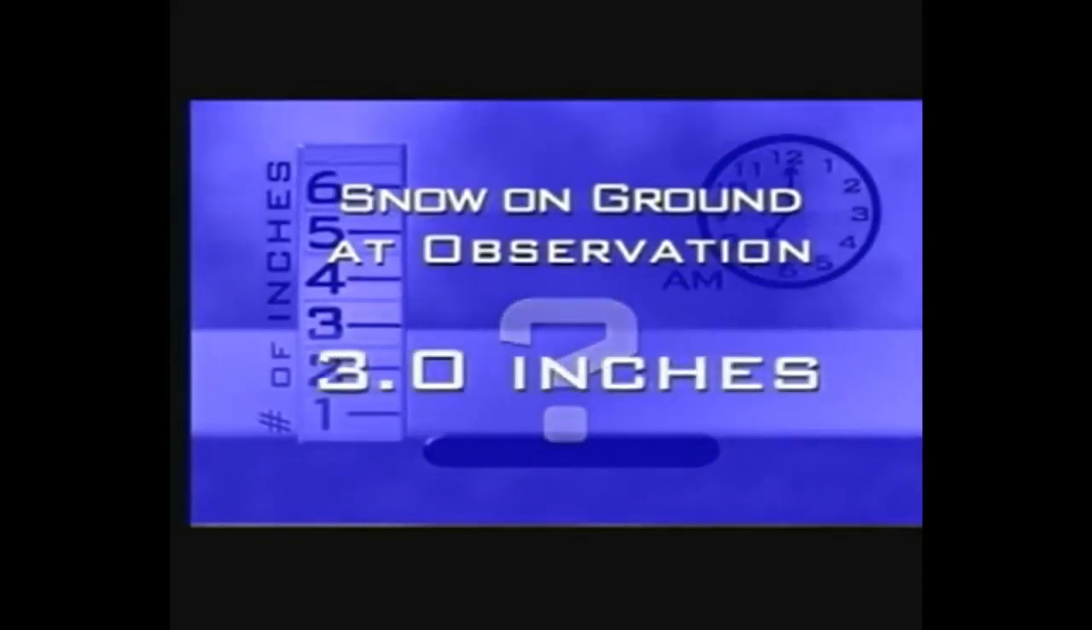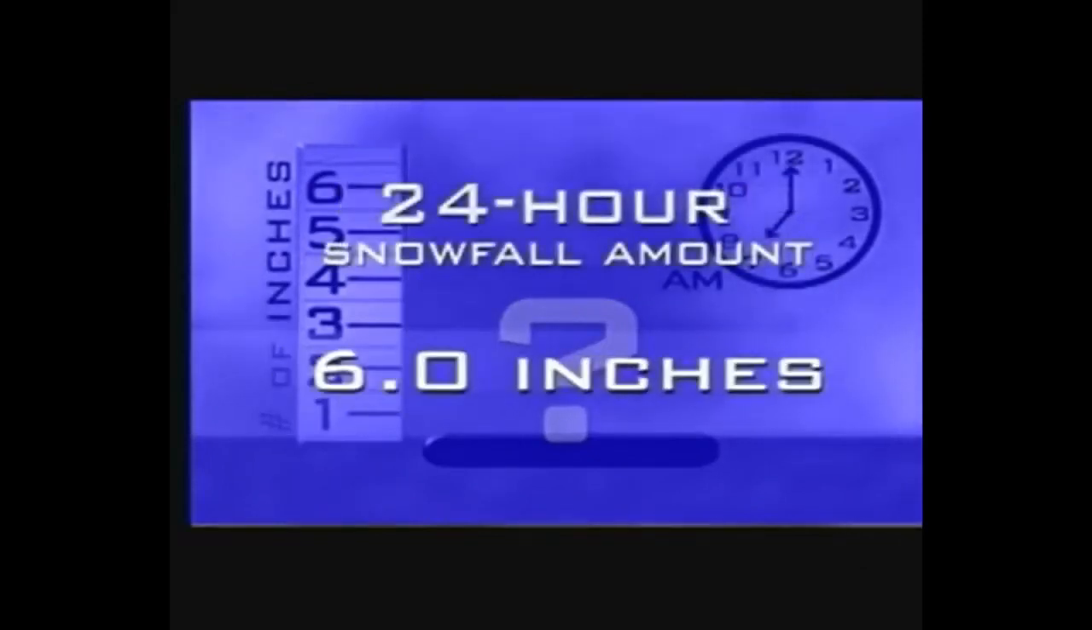What should you report for your daily snowfall and your depth of snow on the ground readings when you measure at 7 a.m. the next morning? At your observation time, the snow depth is clearly 3 inches. So that is what you must report for snow on ground at observation. But you should report 6 inches for your 24-hour snowfall amount, since that was the accumulation before melting and settling.